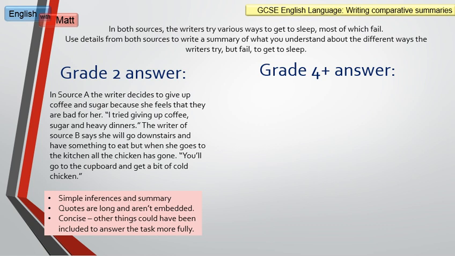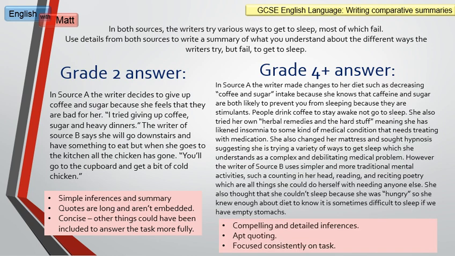So this is a grade 2 answer because the inferences are very simple. The student doesn't really have confidence in working out what this information means in their own words. The quotes are arguably too long, and they're also not embedded. They're just tacked on at the end of the idea, which doesn't really suggest great confidence here. And it's also clearly very concise. There are other things that could have been said, which weren't. And that suggests, again, that this candidate doesn't really have confidence with what they are working with here. So if that's a grade 2 answer, let's look at a grade 4 or above answer.